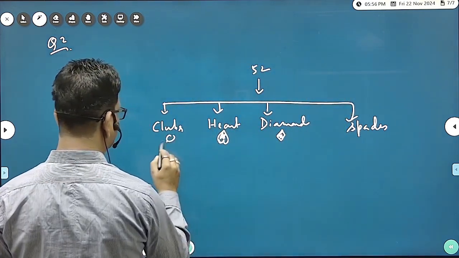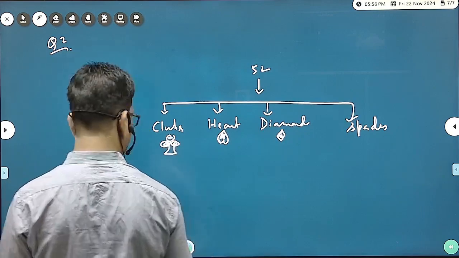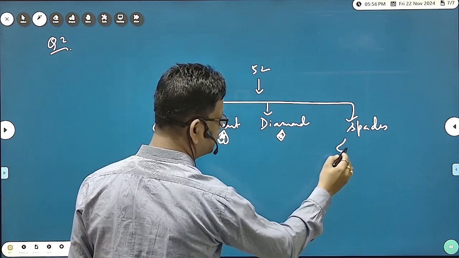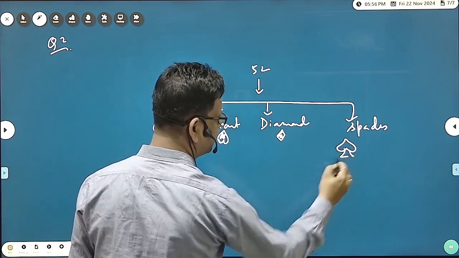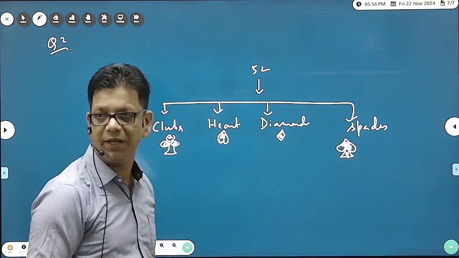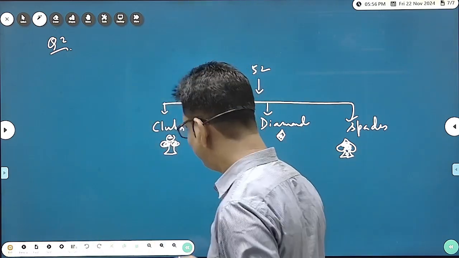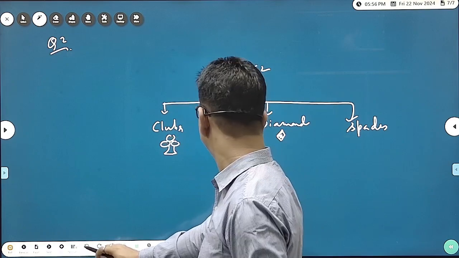So the cards are drawn something like this. Black color, I'm not very sure. The other one is also drawn like this. Those two are black, you can see at home. These two are drawn red. This symbol might get altered; I'm not very sure about the symbols.